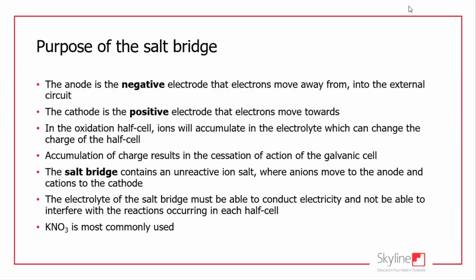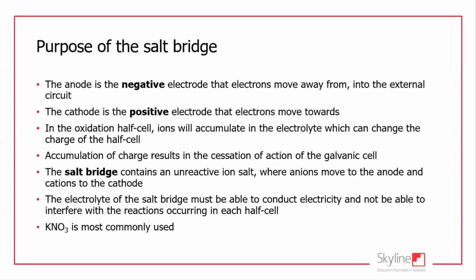The salt bridge contains an unreactive ion salt, and this connects the two cells. What happens is anions move to the anode and cations to the cathode. So quite simple to remember, an to an and cat to cat. So the negative charge of the anions will move to the anode where it's accumulating positive charge, which means the charge that's accumulating is neutralised, and on the right where our cathode is, where it's getting less and less positive charge, well, the cations will migrate there, keeping that positive charge stable.